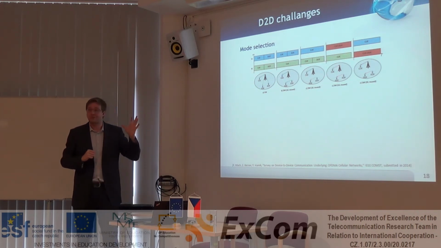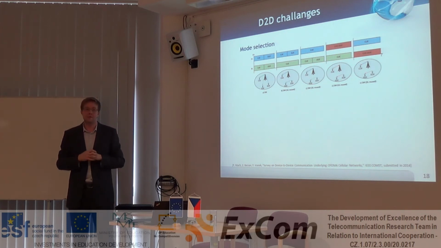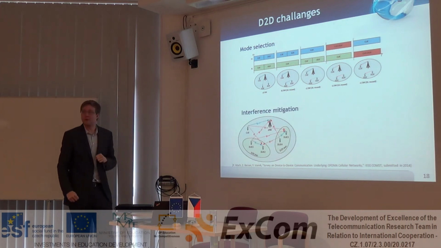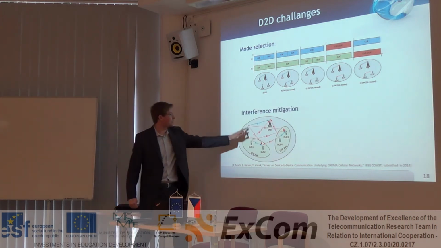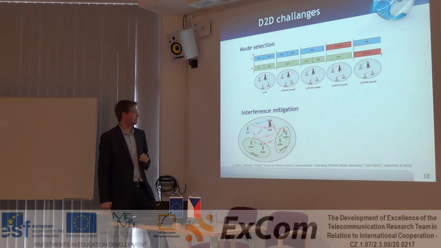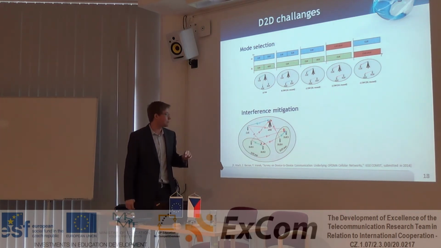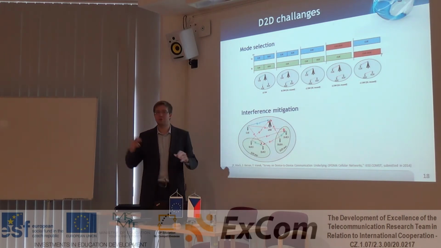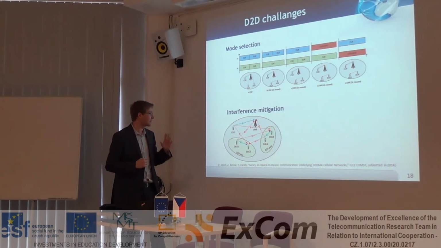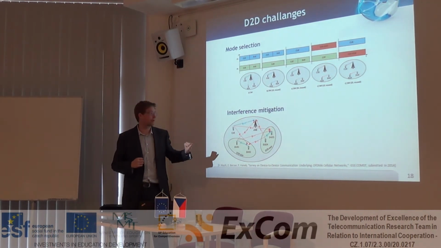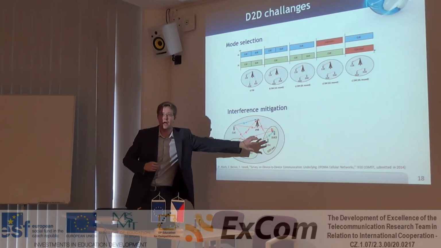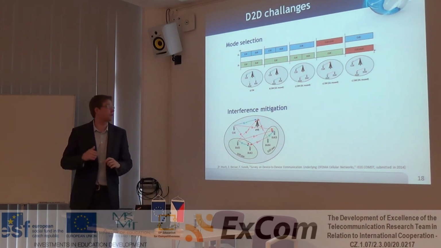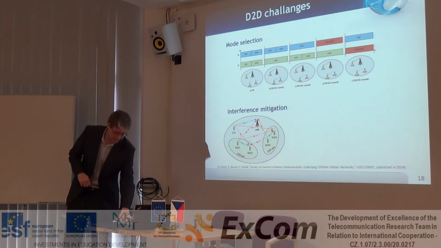If you share resources for device-to-device communication with conventional communication, then you have problem with interference, because you can see all these red arrows represents interference which is introduced by device-to-device communication, because now you have many different pairs communicating directly with each other, and each pair introduces interference to other pairs as well as to conventional users. So the challenge is how to mitigate this interference.